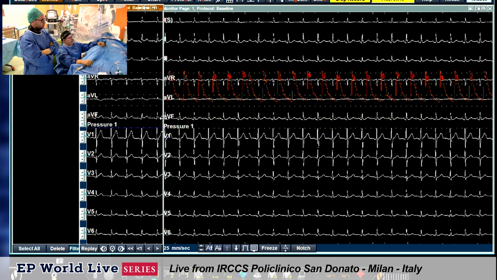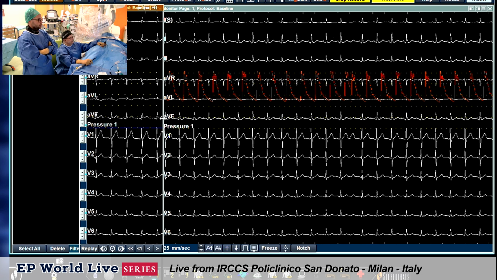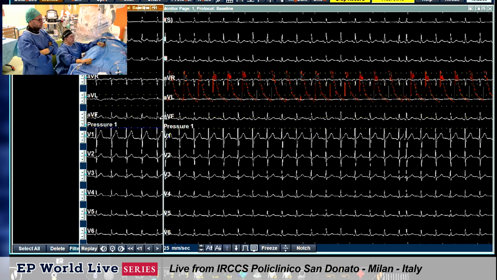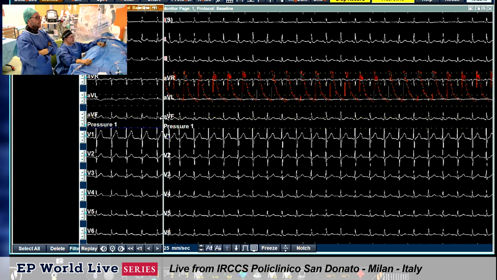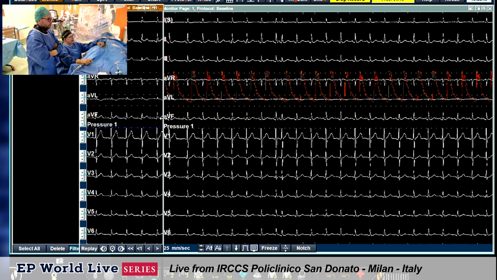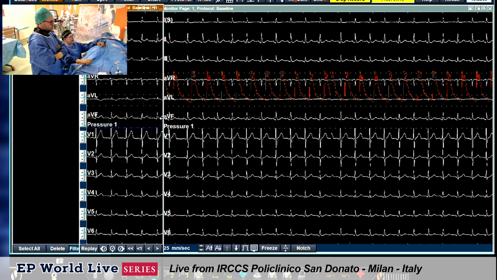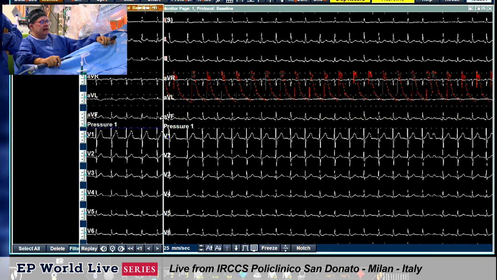Unfortunately, we did not prepare the slide, but we can show it. So clearly here we don't have any more fragmentation, see? No fractionation, see? Very smooth, see?